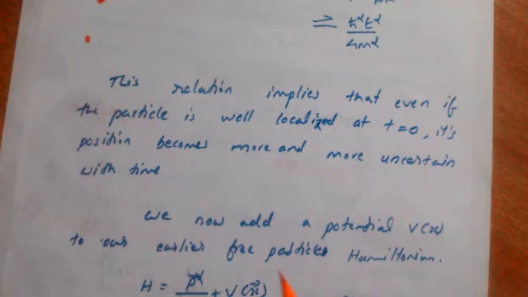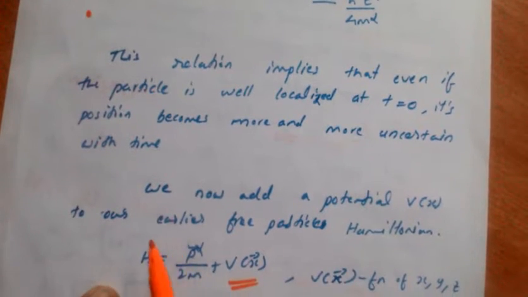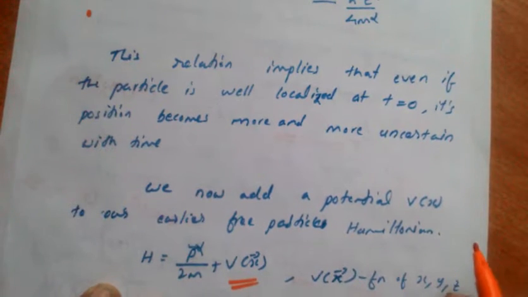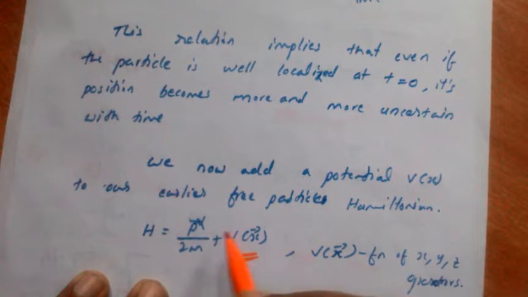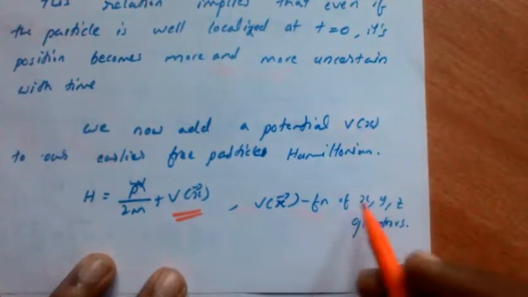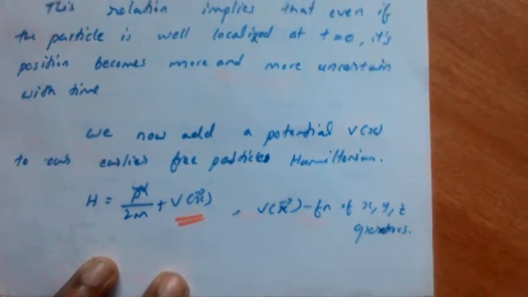We now add a potential V of x to our earlier free particle Hamiltonian. Earlier we had taken a free particle, H equal to p square over 2m, as the Hamiltonian. Now we are adding a potential term V of x. So V of x is a function of x operators.